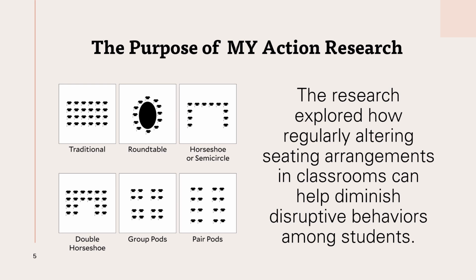You also have 5 other different seating arrangements that other teachers may use in the classroom, such as round table, horseshoe or semicircle, double horseshoe, and group part. Group part is the one that I really don't like because it creates a lot of the behaviors in the classroom, especially the talking. It interrupts other students when they're trying to learn. They can't hear the teacher explaining the work, so they get distracted.